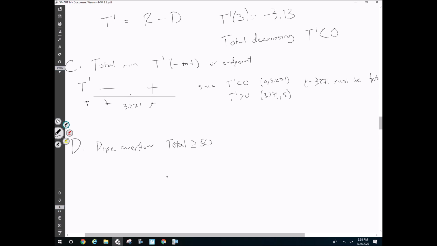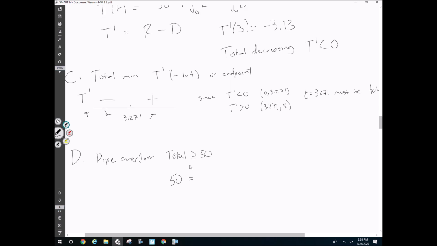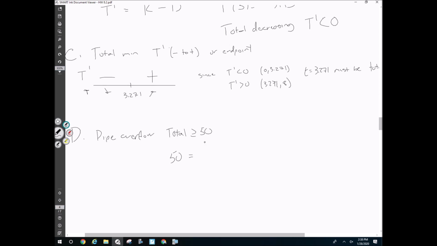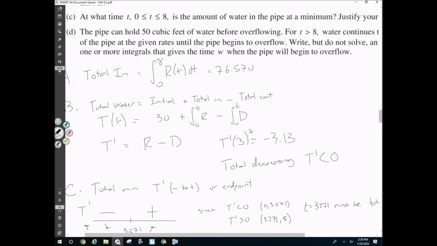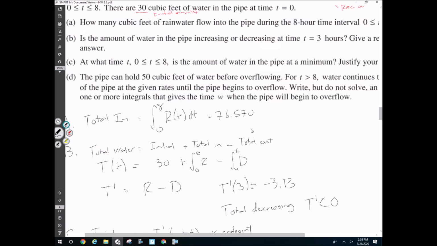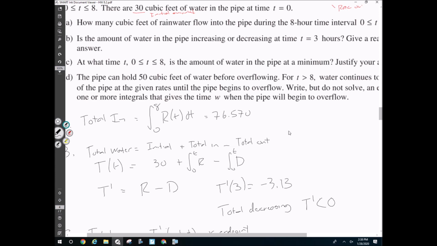So I need to figure out when the total is 50. Well, when does my initial amount, 30, plus my total in, this is from 0 to W of R, minus my total out, equal 50? This is something that I can find. When does total water at a specific time W equal 50?